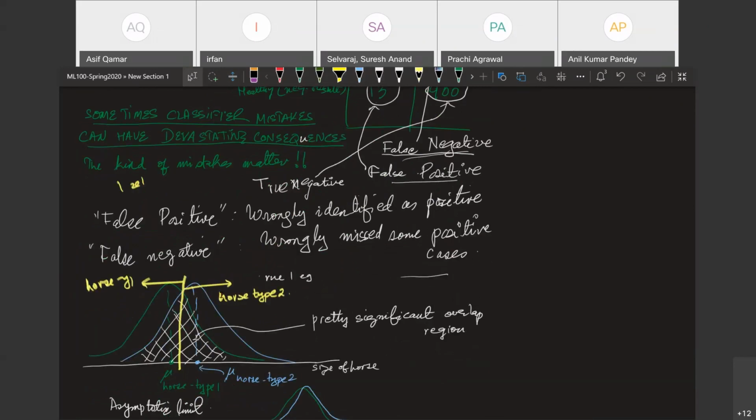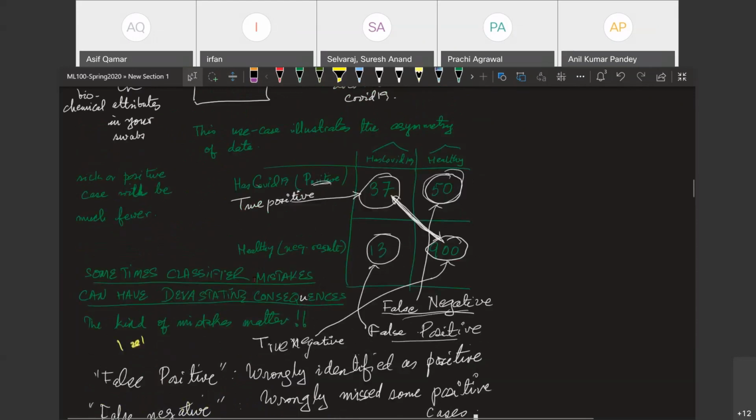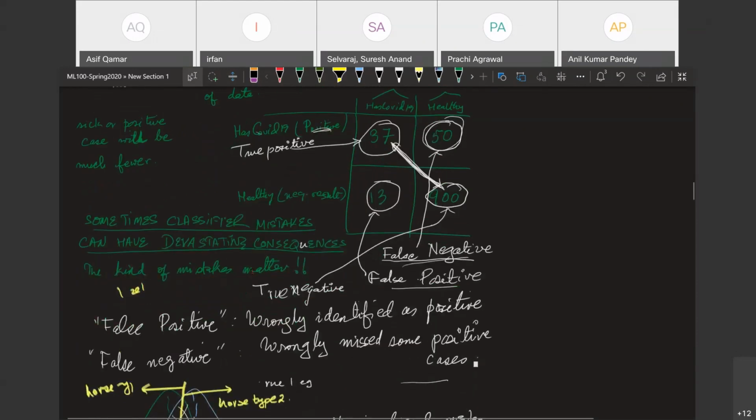For false negative, did you mean wrongly missed some positive or wrongly missed some negative? No, false negative means you missed some people who are sick and you send them home. Which is disastrous, they can die at home. So false negative is pretty disastrous. You wrongly missed some positive cases in COVID, for example.